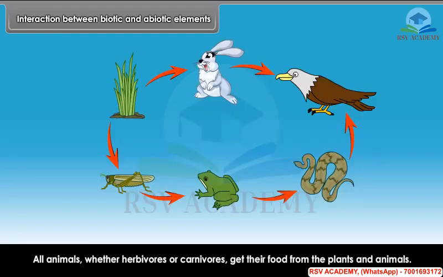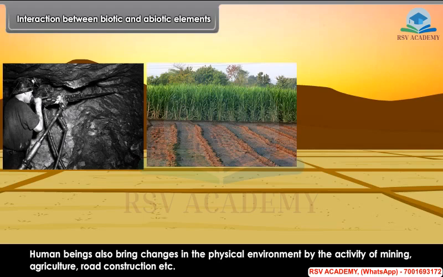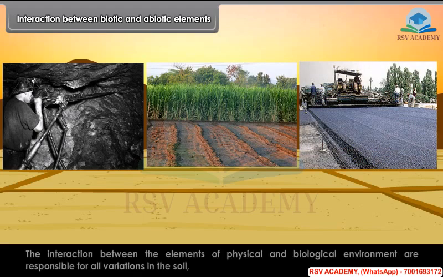Human beings also bring changes in the physical environment by the activity of mining, agriculture, road construction, etc. The interaction between the elements of physical and biological environment are responsible for all variations in the soil, vegetation, and distribution of plants and animals.